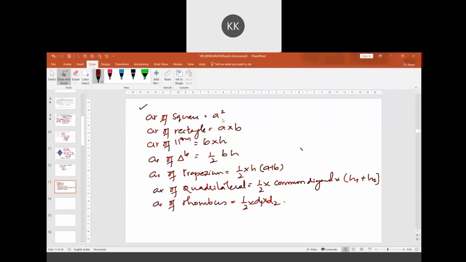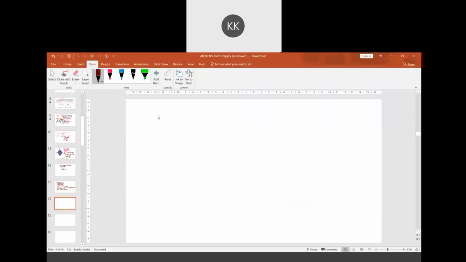These are related to linear, rectilinear figures. And one more, non-rectilinear, is the circle. For a circle, its area is pi r square, and circumference, or perimeter, is 2 pi r, which can also be pi times d, the diameter. Remember, for calculation purposes, we are going to take pi as 22 by 7.